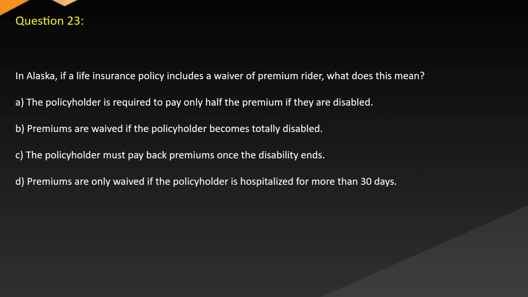Question 23. In Alaska, if a life insurance policy includes a waiver of premium rider, what does this mean? A. The policyholder is required to pay only half the premium if they are disabled. B. Premiums are waived if the policyholder becomes totally disabled. C. The policyholder must pay back premiums once the disability ends. D. Premiums are only waived if the policyholder is hospitalized for more than 30 days.